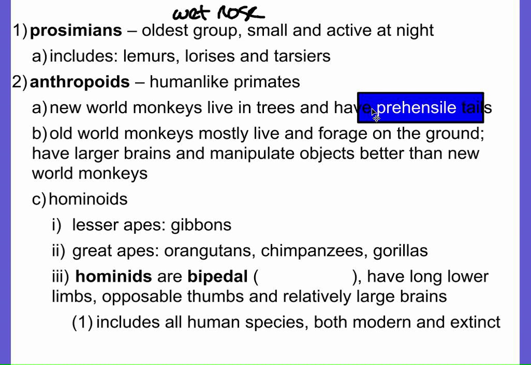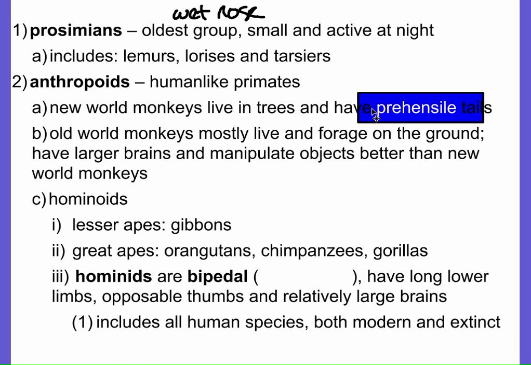But Old World monkeys do have larger brains, and they do tend to manipulate objects better than New World monkeys, so they're moving down that evolution towards that cognitive ability like we have. Right? So they'd probably be closer related to us than those New World monkeys because of that. And then we have this next group called the hominoids. Again, they're human-like, more and more as we keep going down this line. The lesser apes are the gibbons. Great apes include orangutans, chimpanzees, gorillas.